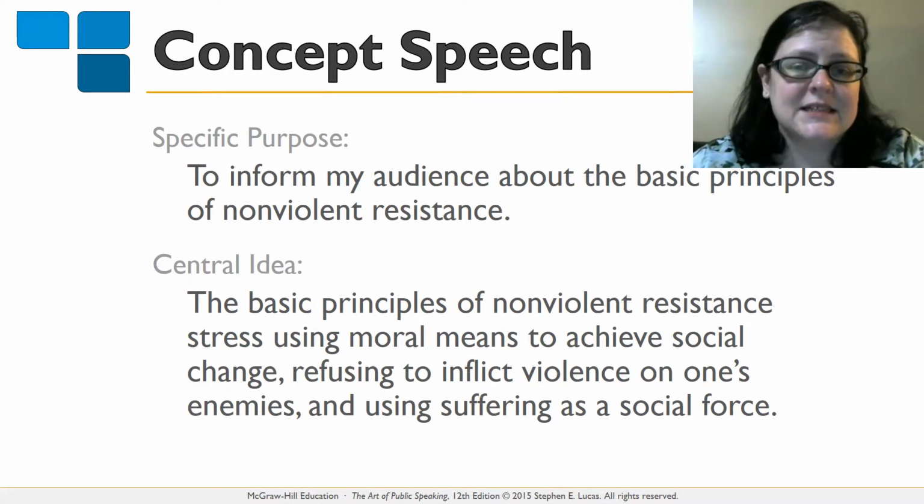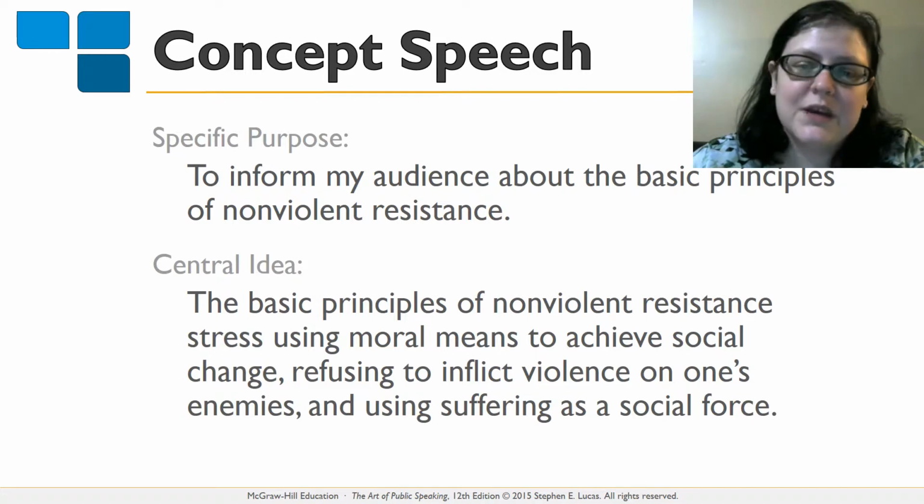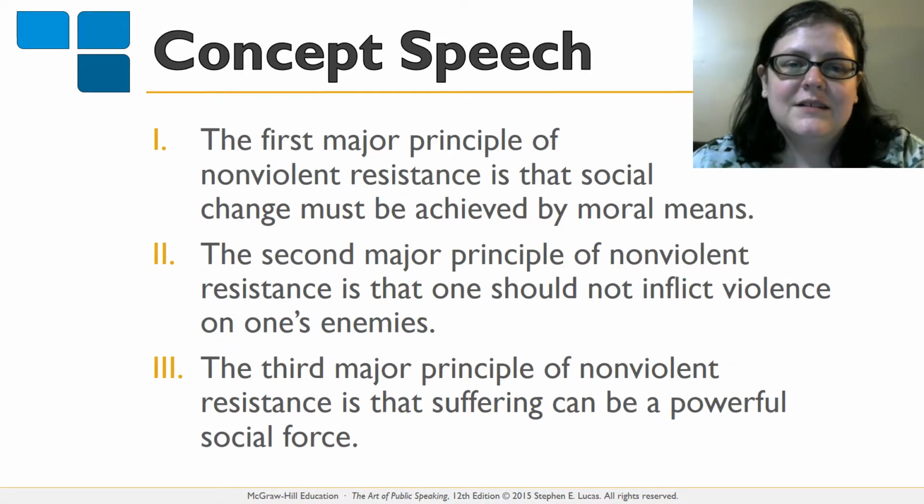Nonviolent resistance is a concept with 3 basic principles, as previewed here in the sample specific purpose and central idea. And here are the 3 main points for that concept speech.